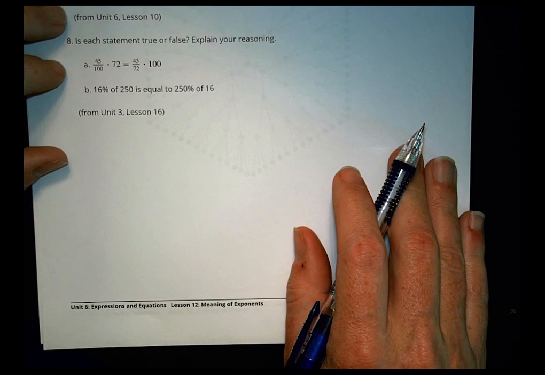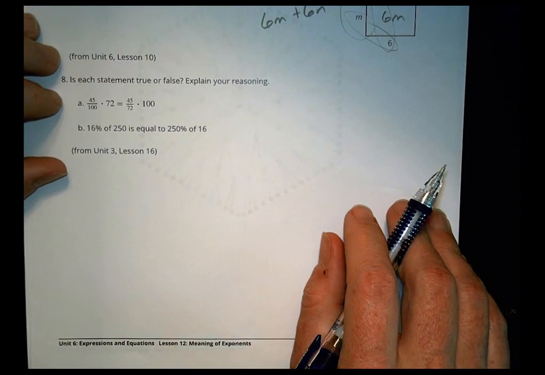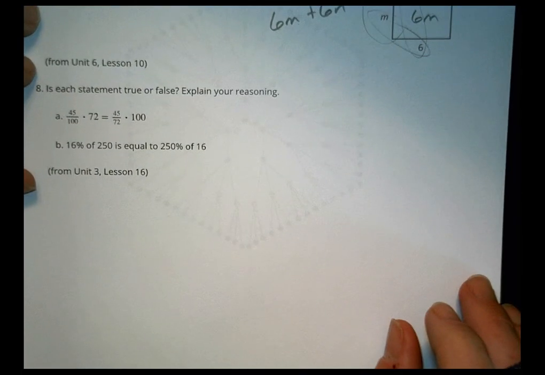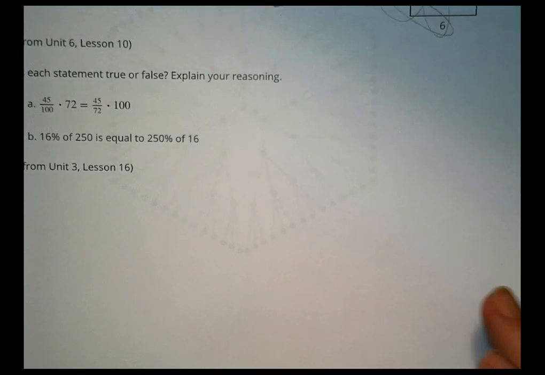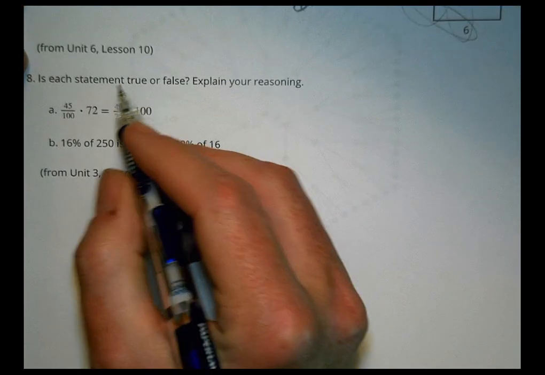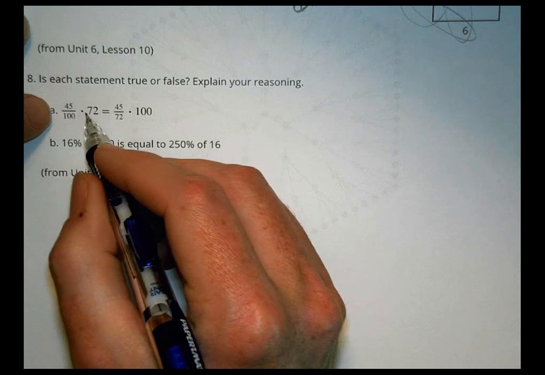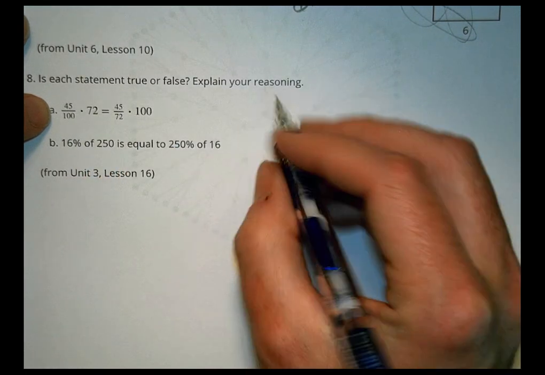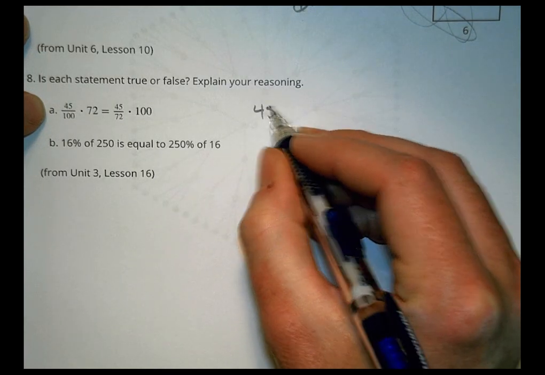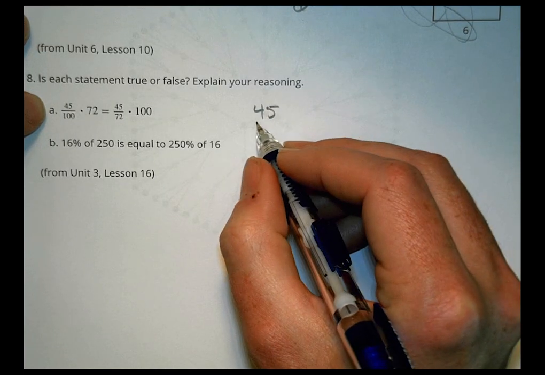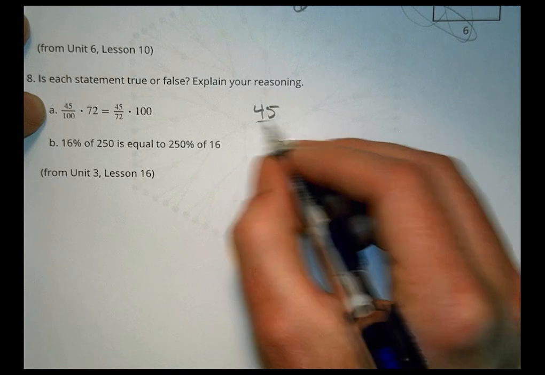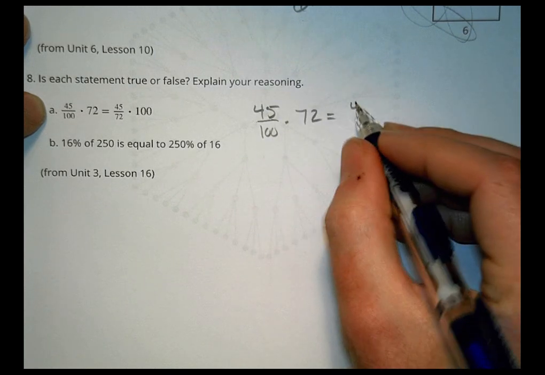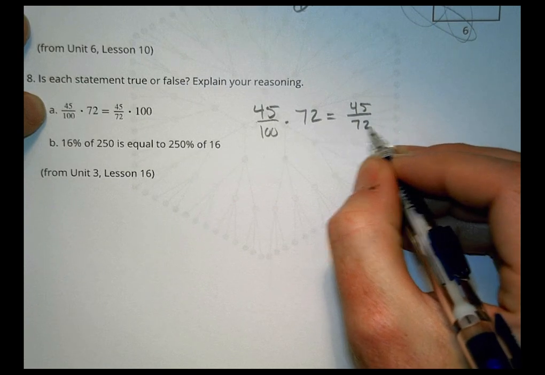Number 8, is each statement true or false? And explain your reasoning. Okay. Alright, so what's our reasoning for this first one? Here we have 45 over 100 times 72 equals 45 over 72 times 100. Well, let's rewrite it like this. This can be 45 over 100 times 72 equals 45 over 72 times 100.